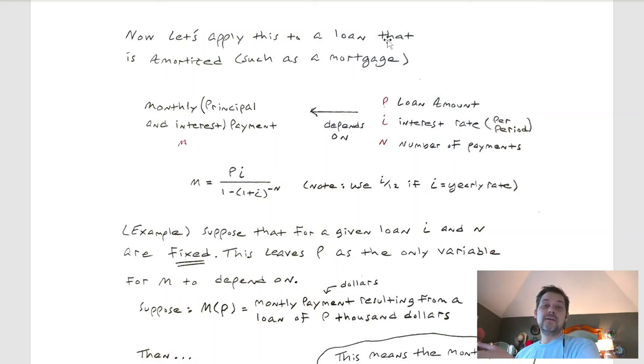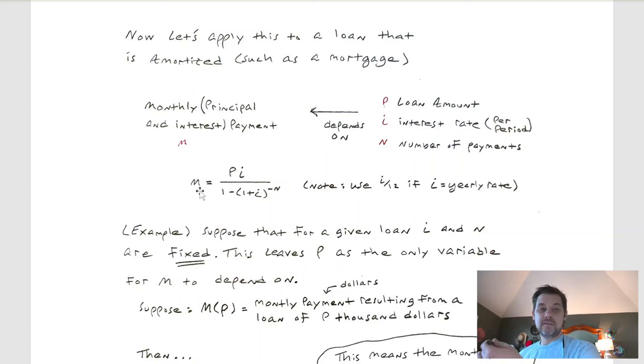Let's apply this to a loan that is amortized, such as a mortgage. I want to present this scenario in a way that's appropriate for our class, though. So, say you want to know your monthly principal and interest payment when you buy a house. Now, I know your monthly payment typically might include property taxes and insurance and so on, but let's say just the principal and interest on the loan. That depends on the loan amount, it depends on the periodic interest rate, and it depends on the number of payments. And here's actually the formula.